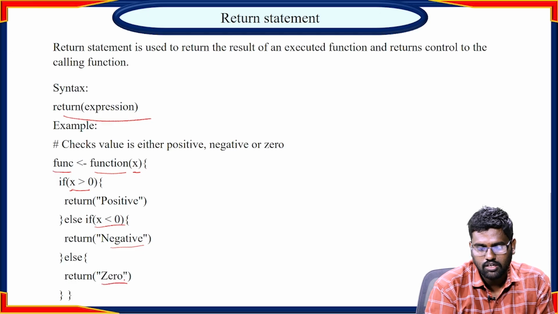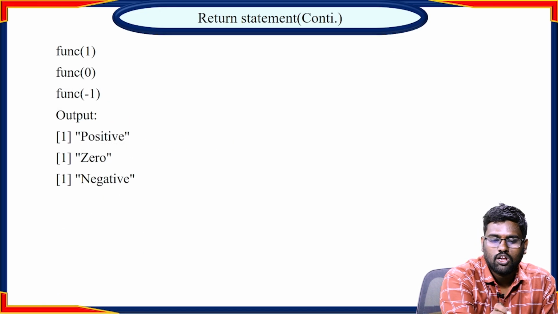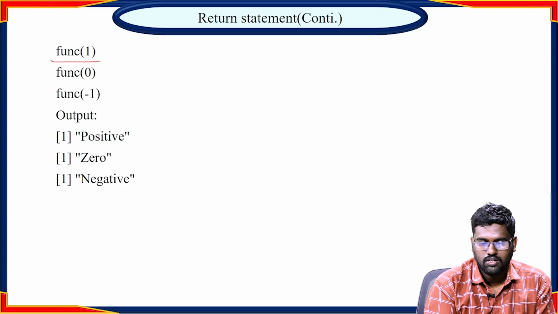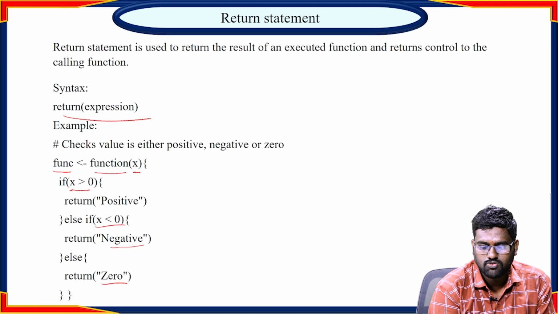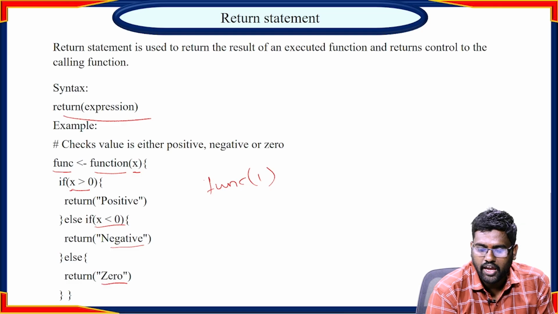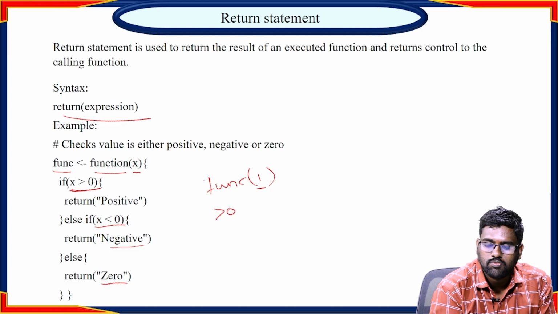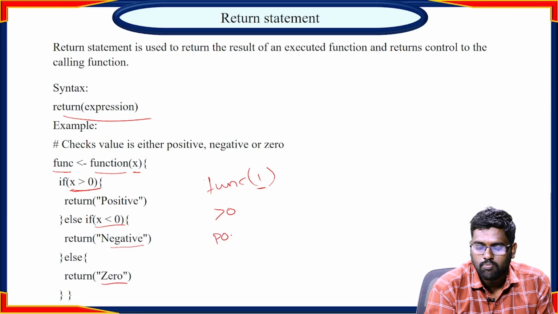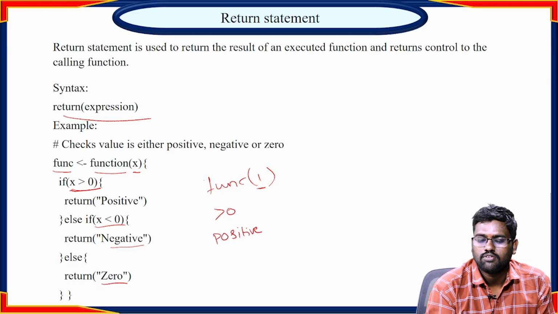So now here I will see function of 1 first. Function of 1 means first we will call function of 1. So function of 1 means 1 is greater than 0. So they need to go to this condition, and they will print positive as the output.